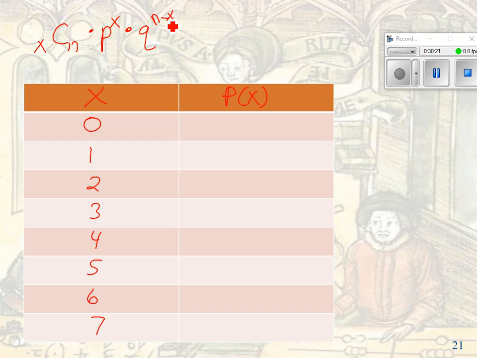Which one do you wanna do? 1. So for 1, what goes in place of x right here? Wait, it should be n before x. I'm really backwards there, my fault. What goes in place of n right here? 7. What goes in place of x? 1. P is 0.25, x is 1, Q is 0.75, n minus x, 6. Do all that, what do you come up with?